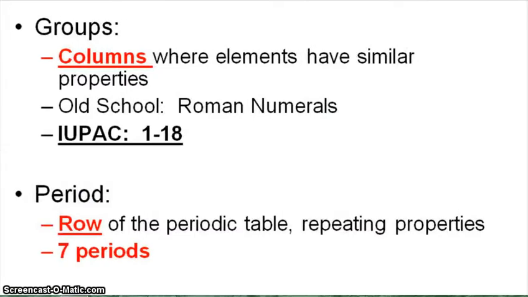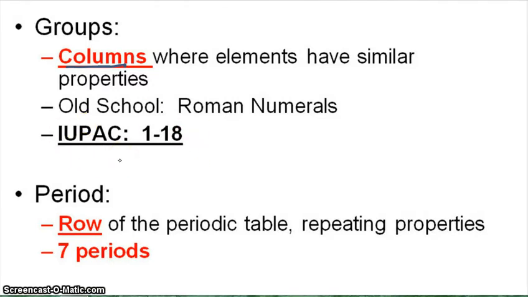Okay, the table is divided into groups and periods. On the periodic table, a group is going to be a column. So columns go up and down, and we put them in columns and call them groups because they are similar to one another. They look and act alike. Sometimes they're referred to as families too. So a group or a family is a column on the table, and there are 18 groups that are numbered on your table, and that's the way your table numbers it.